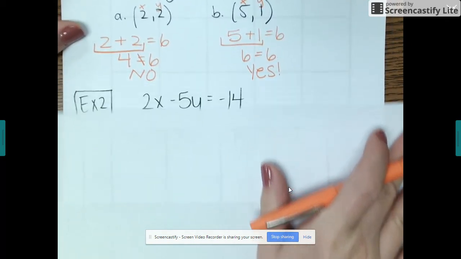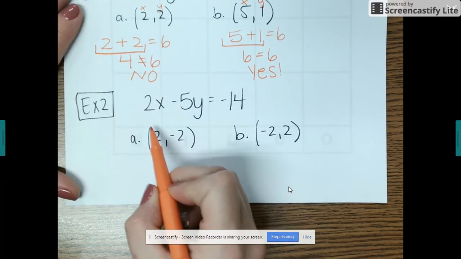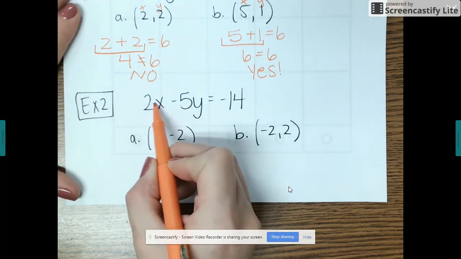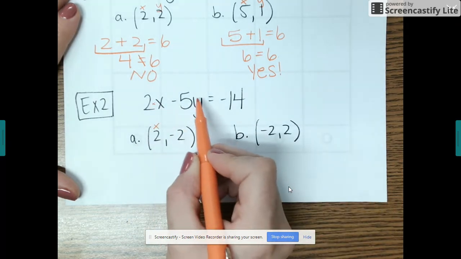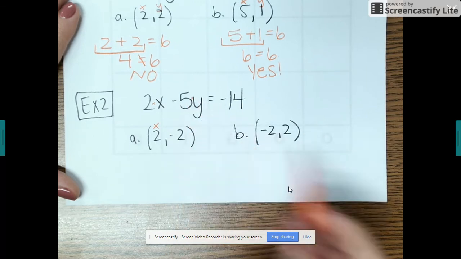All right, let's go on. Here's our next one. Every time you see an X, I'm plugging in 2. Remember 2 and X, they are multiplying together. And every time I see a Y, I'm plugging in -2. Reminder, 5 and Y are multiplying.